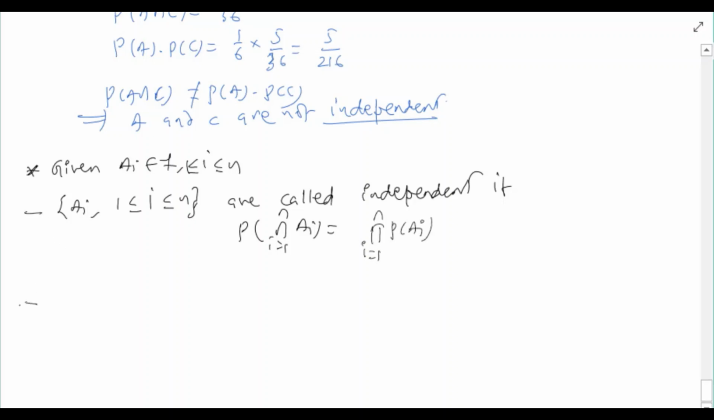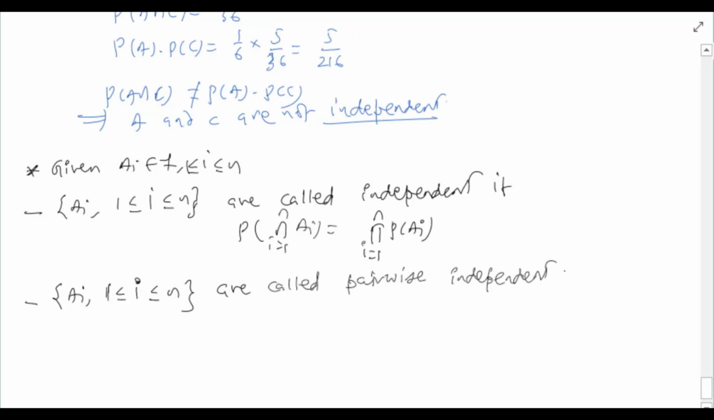There is another notion here, and that is of pairwise independence. So A_i, i ranging from 1 to n, are called pairwise independent if probability of A_i intersection A_j is probability of A_i times probability of A_j for all pairs. This is for all i not equal to j.